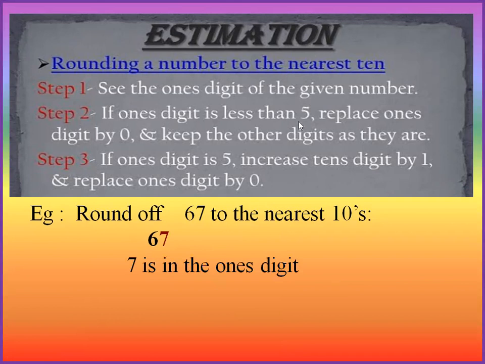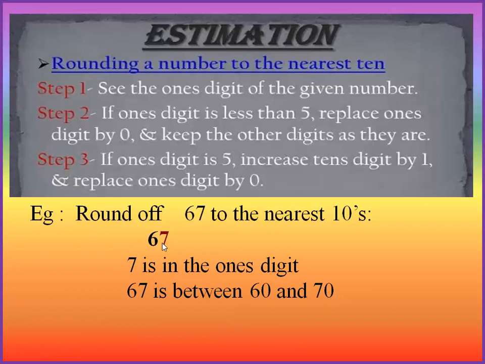If the ones digit is less than 5, replace the ones digit by 0. Here the ones digit is 7, so surely it's not less than 5. If it is less than 5, we can replace it with 0. If the ones digit is 5 or more, increase the tens digit by 1. So now your ones digit is more than 5, so let's increase the tens digit by 1. So 6 changes to 7. That is, it is either 60 or 70.